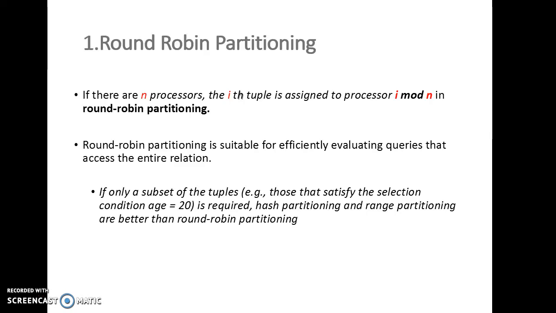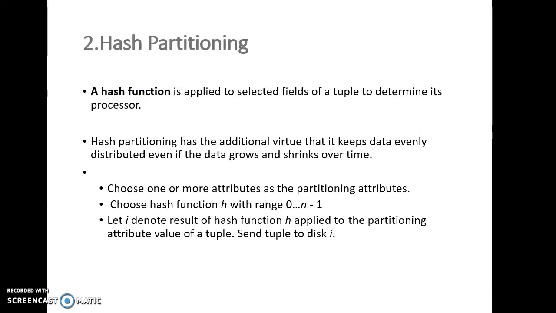Round robin partition is suitable for efficiently evaluating queries that access the entire relation. If only a subset of tuples is required, for example those satisfying the selection condition age equals 20, hash partition and range partition are better than round robin partition. We will see it in detail with an example, but basically the first tuple will go to disk 0, the second will go to disk 1, and the third will go to disk 2. Again, if the fourth comes, then it will go to the first one. Now let's see what the hash function is.